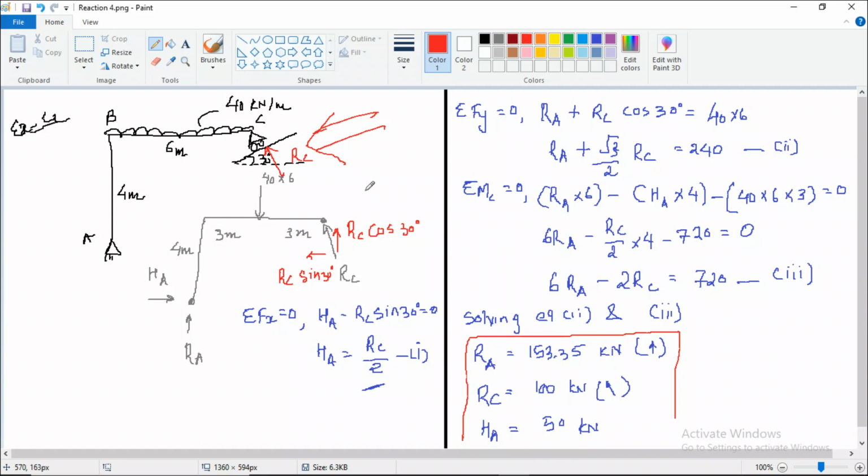Now the next step after this is how to draw shear force and bending moment diagrams. To understand that process, first we need to understand what is shear force and what is bending moment, so that we will understand in the next lecture, and we'll solve a number of numericals and learn how to calculate shear force and bending moment, plus how to draw shear force and bending moment diagrams as well.